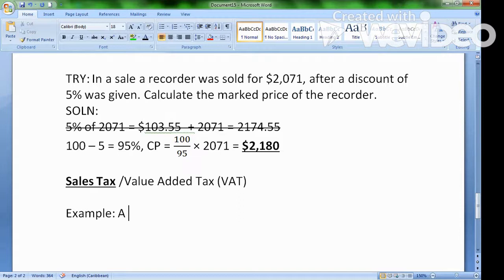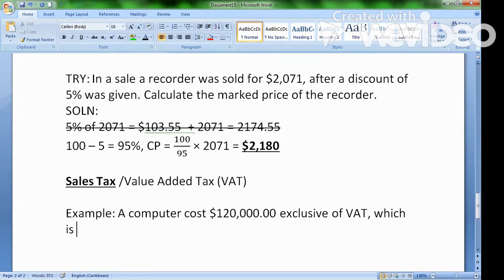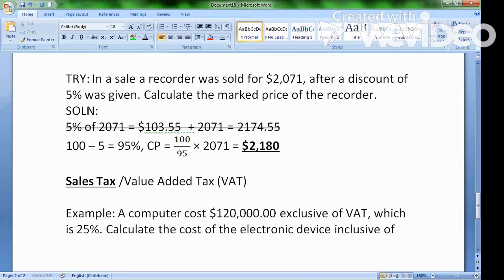So a computer costs a whole heap of money. This is a Mac. Expensive, not true? A computer costs that amount of money, exclusive of VAT, which is 25%. Calculate the cost of the electronic device inclusive of value added tax.